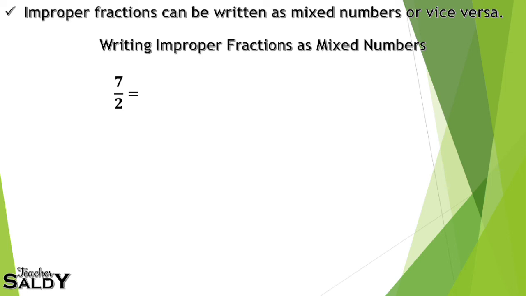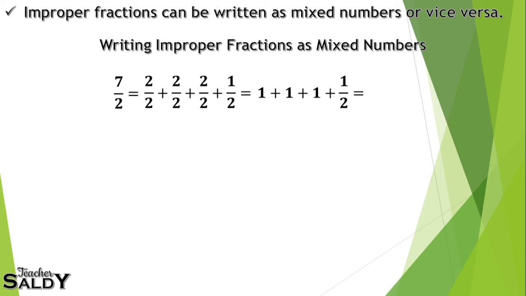So 7 over 2 would be equal to 2 over 2 plus 2 over 2 plus 2 over 2 plus 1 over 2, which is equal to 1 plus 1 plus 1 plus 1 over 2, because 2 over 2 is equal to 1. And that is 3 and 1 over 2.